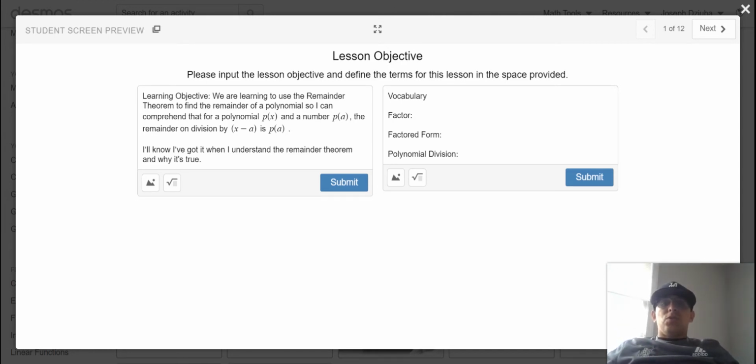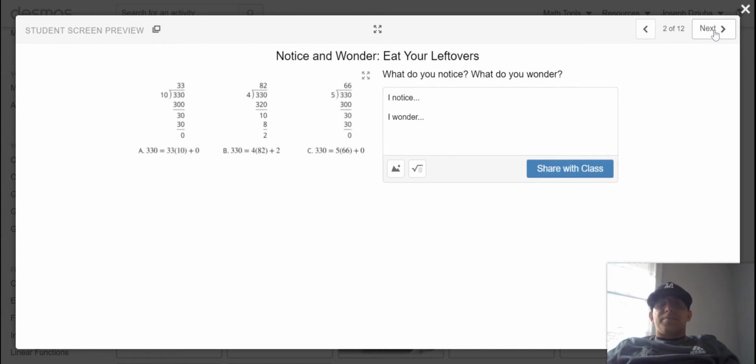But today we're going to learn to use the remainder theorem to find the remainder of a polynomial, so I can comprehend that for a polynomial p of x and a number a, the remainder on division by x minus a is p of a. I'll know I've got it when I understand the remainder theorem and why it's true.